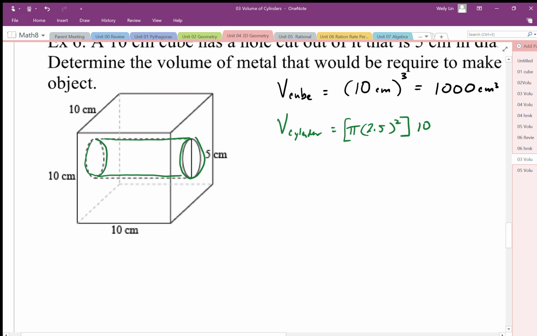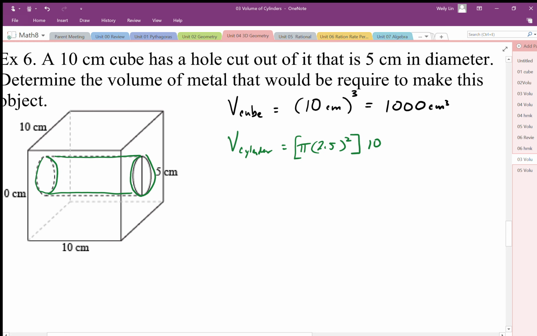So when I do 2.5 squared, it's going to give us 6.25. I'm going to multiply that by 10. So maybe do this in steps. So 6.25 times pi times 10. That's going to give us 62.5 pi. And this is going to be centimeters cubed. Converting that to decimal is going to give us about 196.35 centimeters cubed.